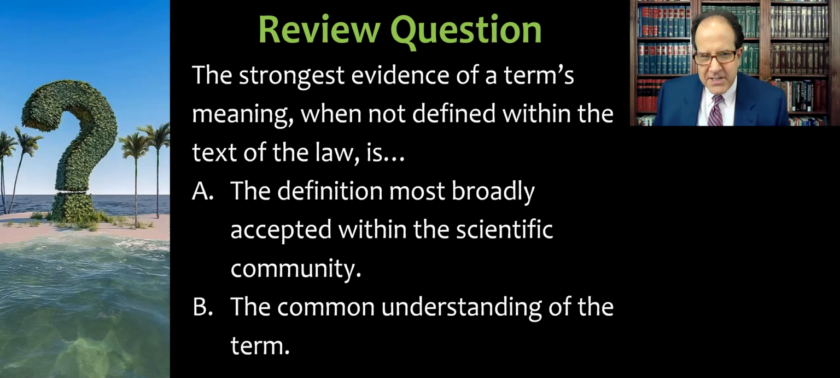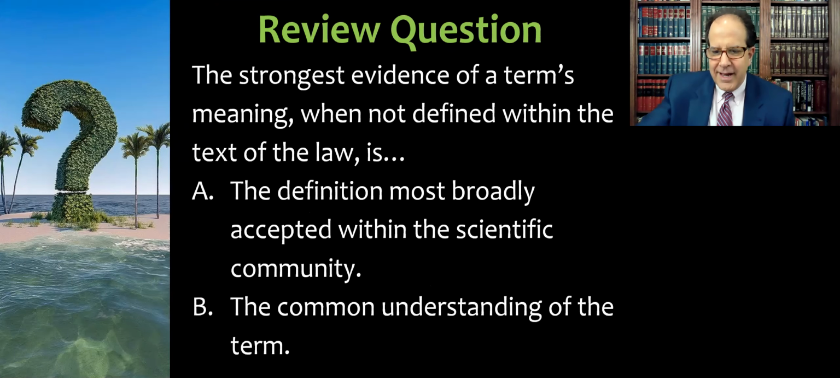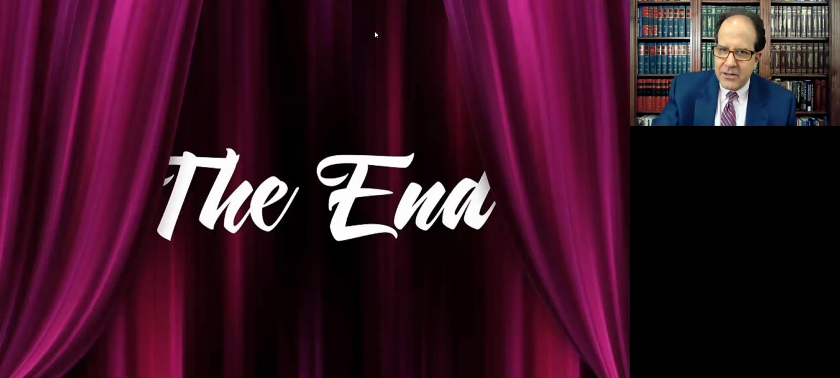Here's a review question to see if you've been paying attention. The strongest evidence of a term's meaning when not defined within the text of the law is A, the definition most broadly accepted within the scientific community, or B, the common understanding and everyday usage of the term. Hopefully this is an easy question, and if not, you might have stopped paying attention during the video and should rewatch it. And that concludes our lecture about Nix v. Hedden.